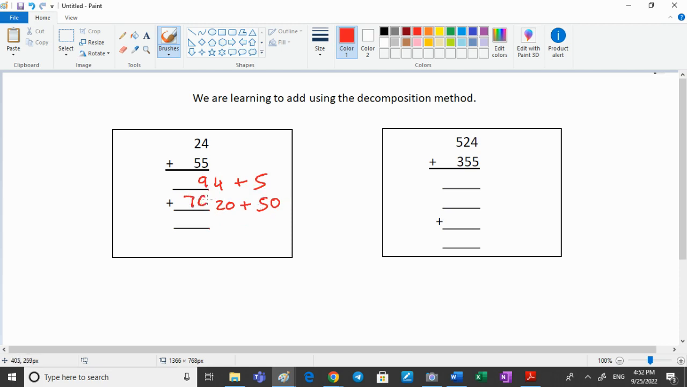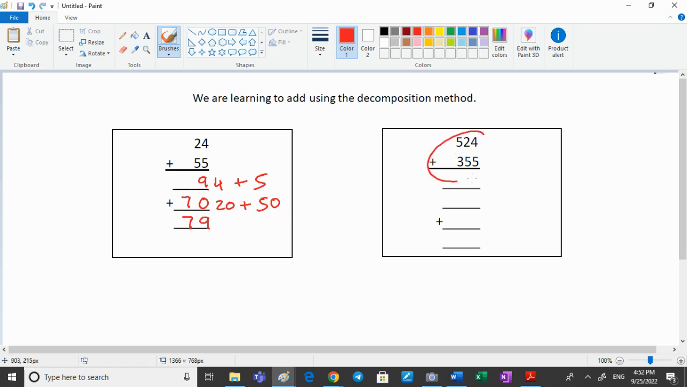tens, which is 70. And another mistake you might see is just lining them up here. Don't squeeze it in, just use the paper, line up all your ones, tens, and so on. So now we're going to add this way. We've got 9 plus 0, which is 9. There's 7 plus, well, there's nothing there, so it's 7, so 79.